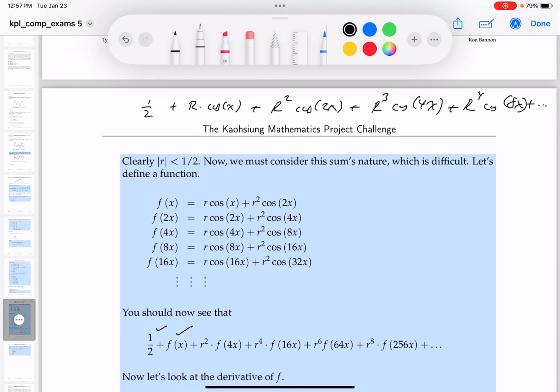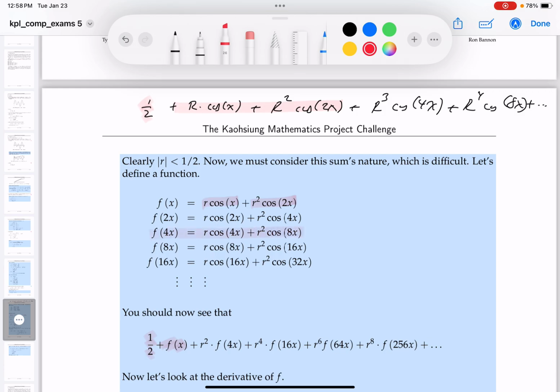I want to write the sum down with this functional notation over here. Let me get my eraser out again. So what do I see? I definitely see 1/2. Now what's f of x? Looking at it, f of x is R cosine X plus R squared cosine 2X. All right, so I see that. Let's go to the next one. What do I see next? I'm looking for R cubed now, cosine 4X. Well, I'm sort of seeing that over here.